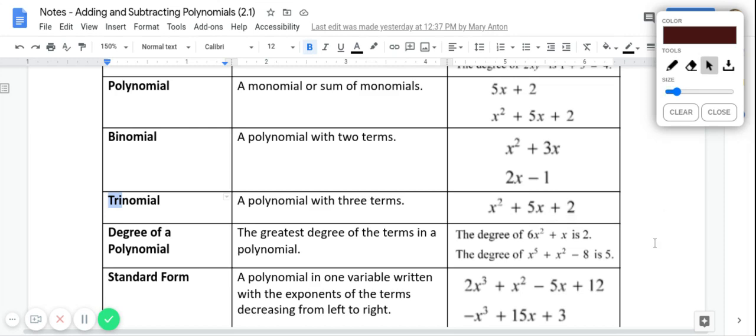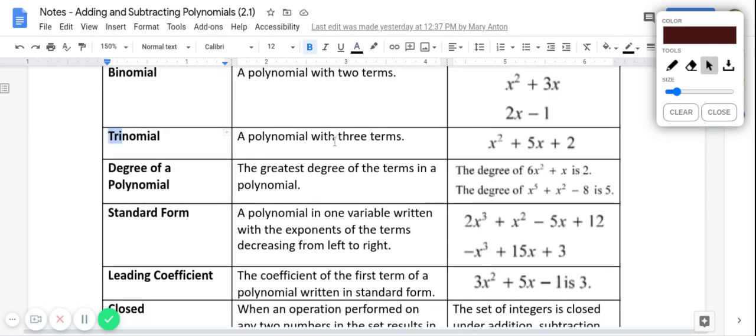All right, now the degree of a polynomial. This is different than the degree of the monomial because you don't add them. You do not add the exponents of a polynomial. So you just take the greatest degree of the terms in a polynomial. So you just take the highest exponent. So for example, in 6x squared plus x, this x has an exponent of 1. This x has an exponent of 2. So we take this term, we say the degree of this polynomial is 2.